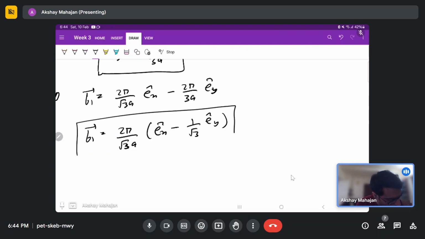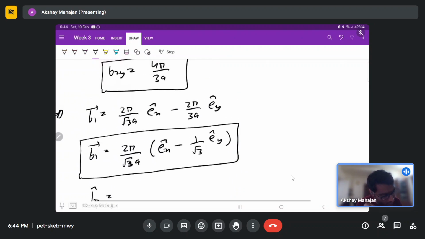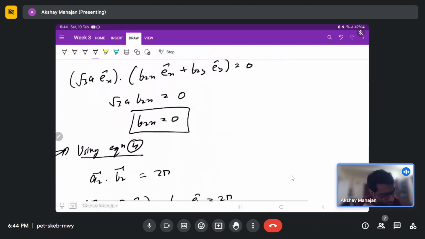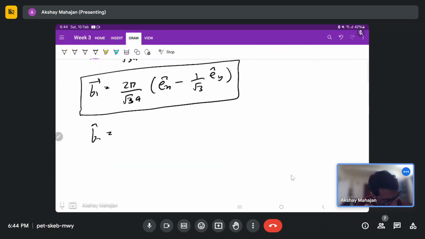Alright, so this will be my b1 vector, one of the reciprocal lattice vectors, and similarly the b2 vector. We just have the y component for b2, because b2x equals 0 and b2y is 4 pi by 3a, so the b2 vector will be equal to 4 pi by 3a ey cap. Okay, so this is our answer.